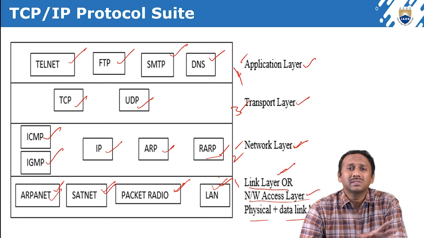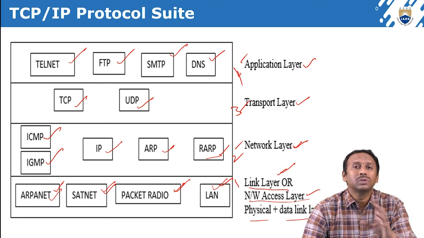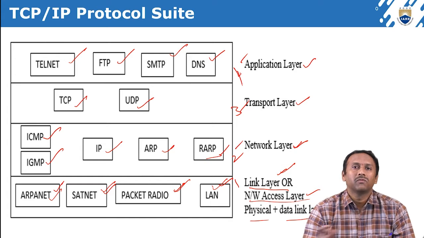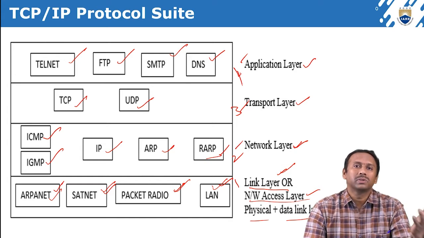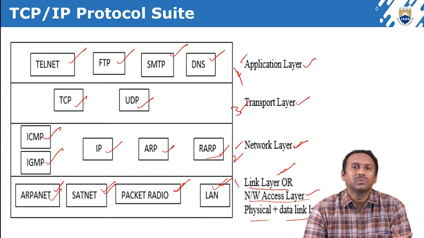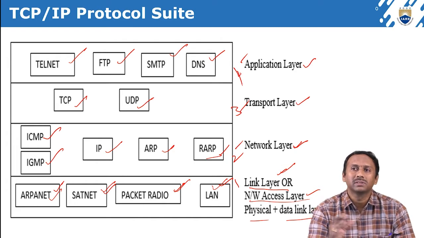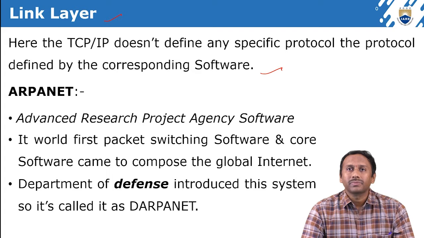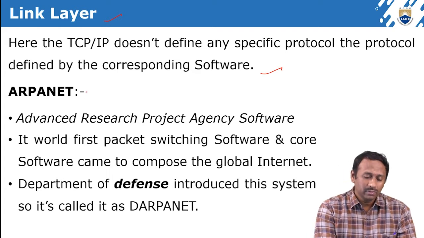So all these things are just for the sake of how we are going to communicate or connect the systems from one particular place to another particular place. How are we going to establish a network? That is completely related to this particular link layer. We'll see each and every one.